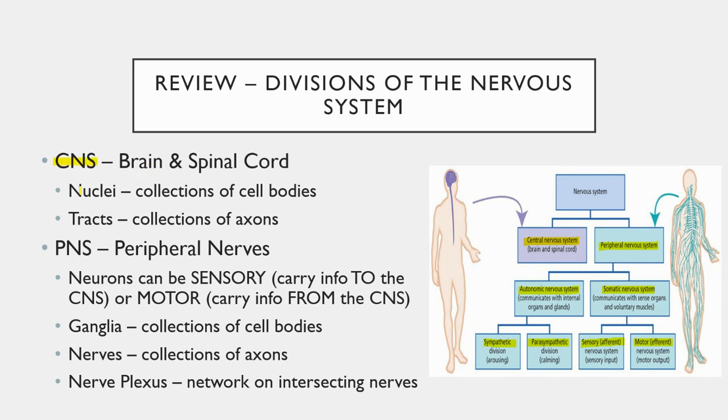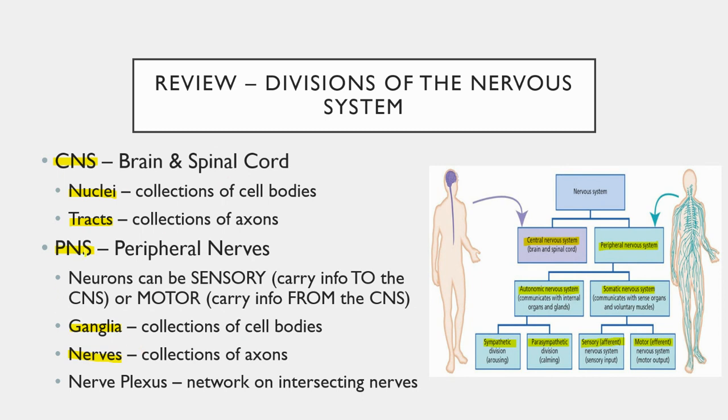In the central nervous system, we have nuclei and tracts. And so nuclei are collections of cell bodies and dendrites, and then tracts are collections of axons. And so your nuclei would primarily be gray matter, your tracts would primarily be white matter. Now in the peripheral nervous system, we have the same structures, but we call them different things. So ganglia is a collection of cell bodies and dendrites, and nerves are a collection of axons. So essentially the same thing, just in different divisions of the nervous system.